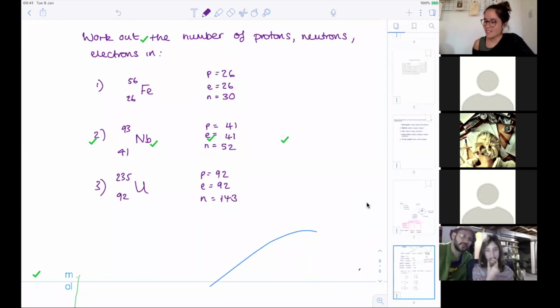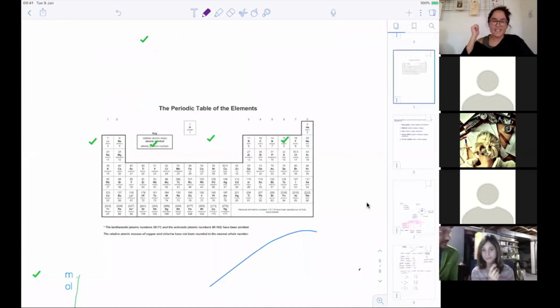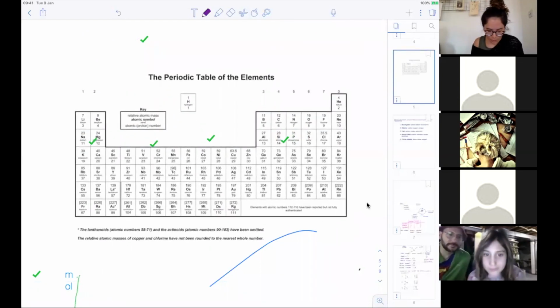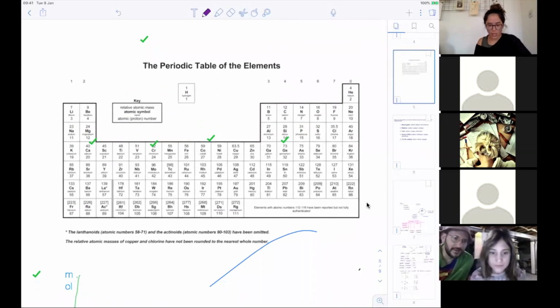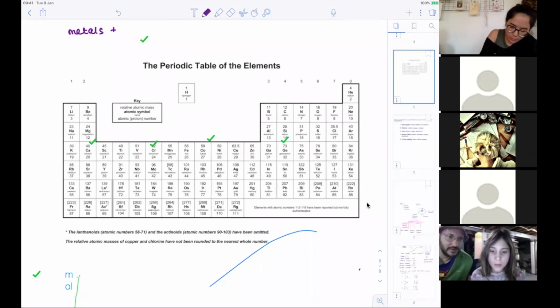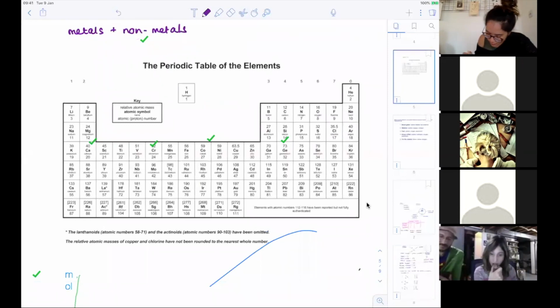Okay, are we ready to move on then? So let's now look at the periodic table. Guys, you have to make the periodic table your best friend when it comes to chemistry. So notice that it is split into metals and non-metals, and that there is a stepped line.